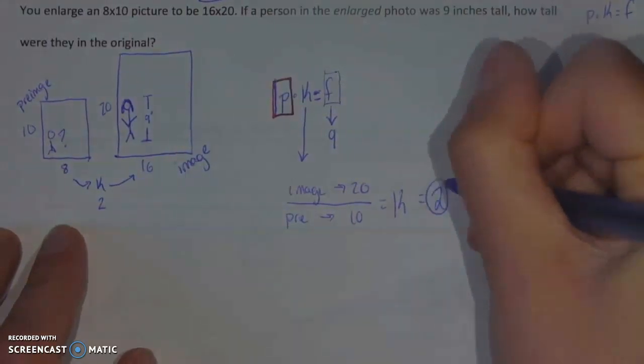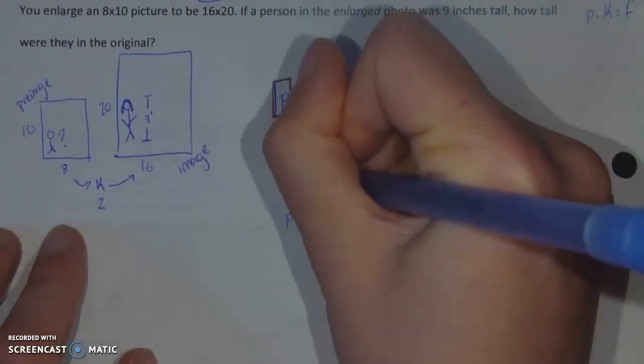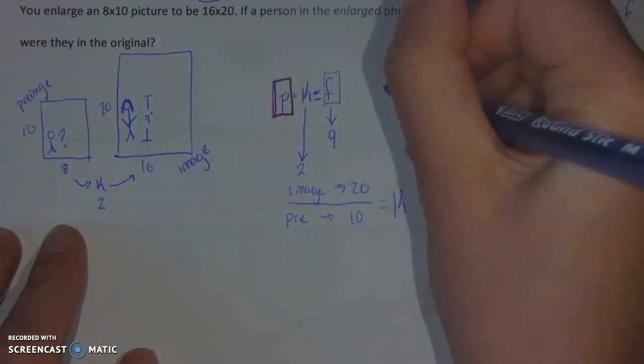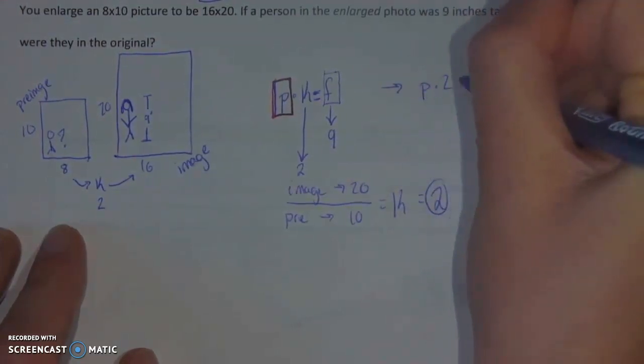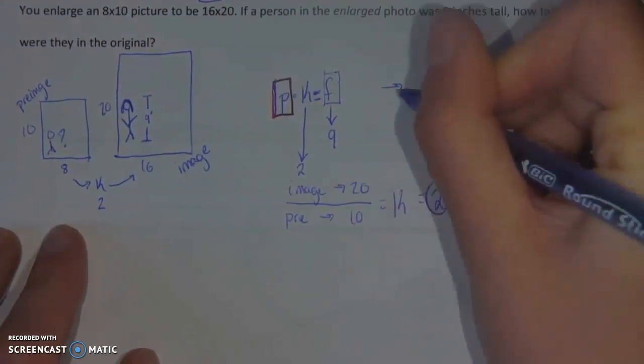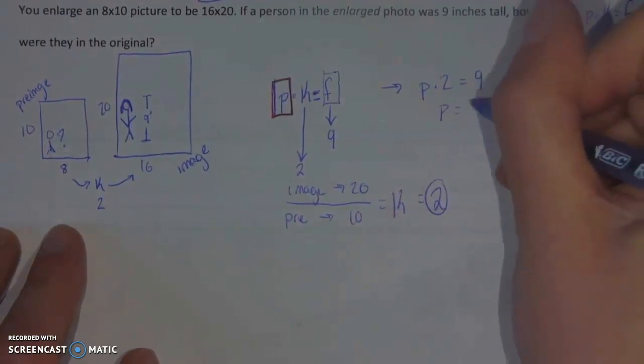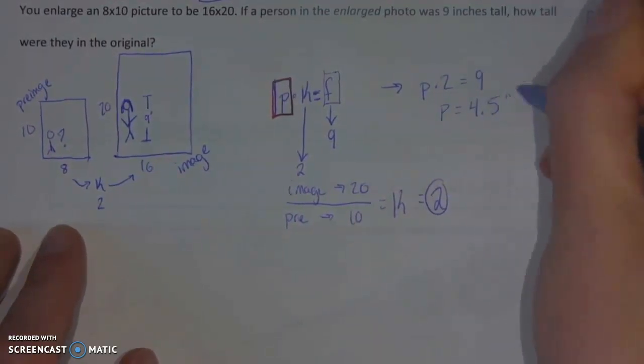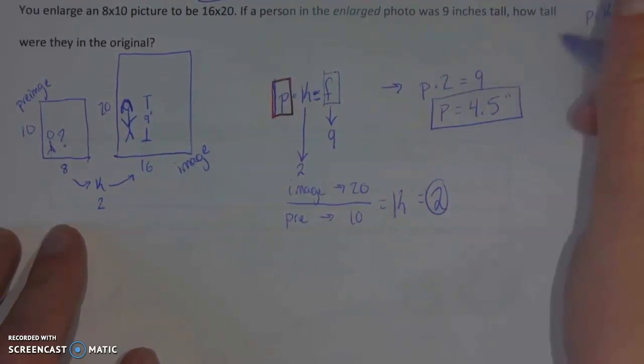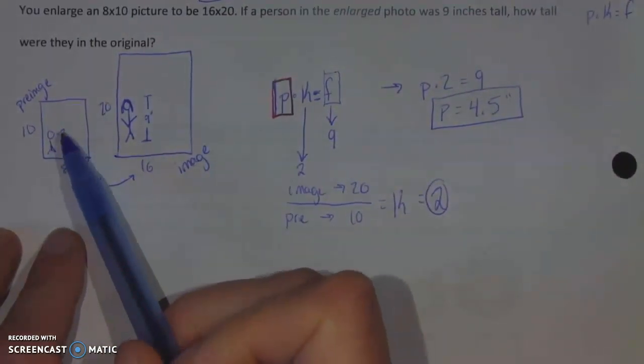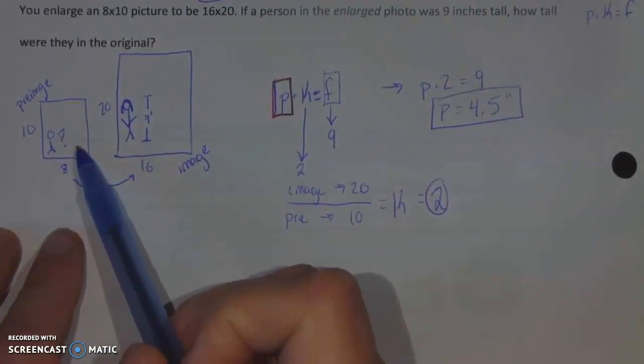Now that I know what k is, I can fill it into my formula. So I end up with the formula p times 2 is equal to 9. Divide both sides by 2, and you get p is equal to 4.5. And we're talking about inches here, so this person right here should be 4.5 inches.